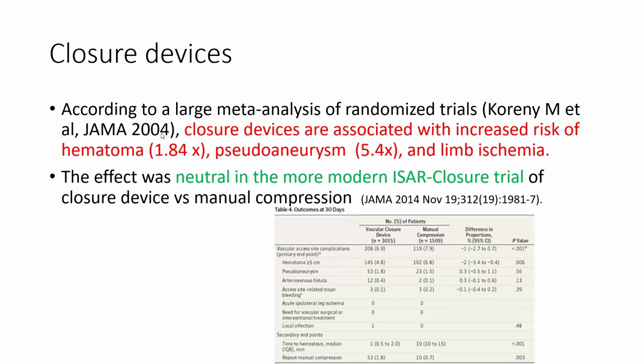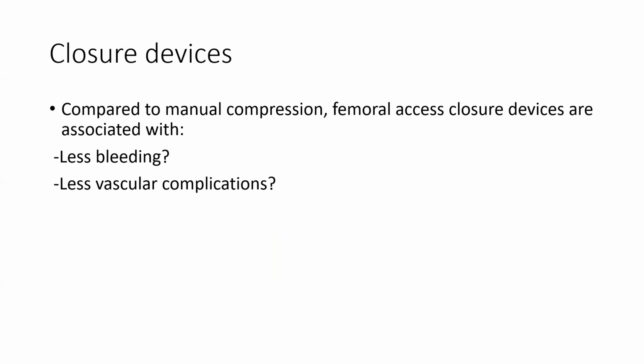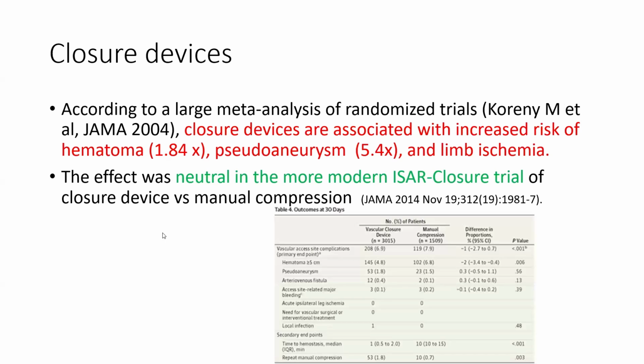complications. In fact, based on a classic meta-analysis from 2004, old, closure devices were associated with an increased risk of hematoma, 1.84 times, and pseudoaneurysm and limb ischemia. Now, the effect was neutral in the modern randomized trial, the ISAR closure trial, published in 2014. It wasn't better, it was neutral, manual compression versus closure device. But it definitely does not reduce bleeding or vascular complications, and it likely increases those complications, any closure device. That's kind of the board answer for that.